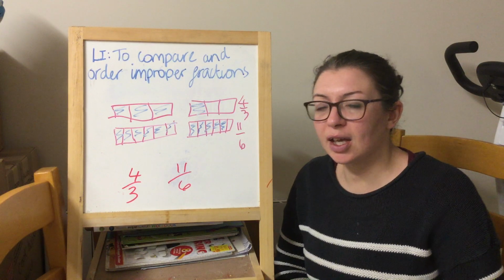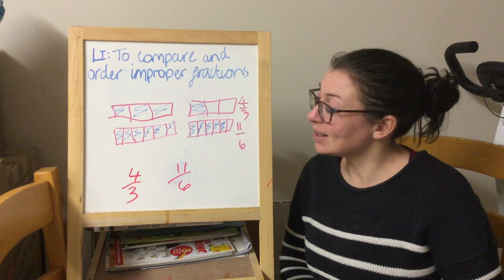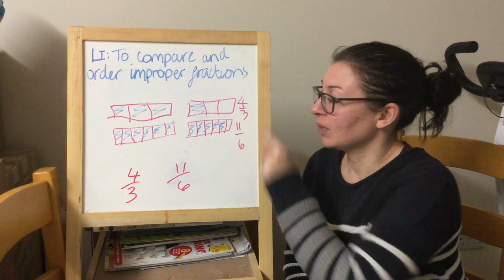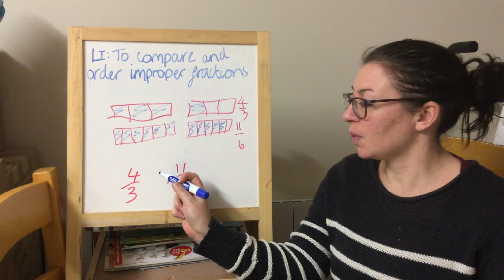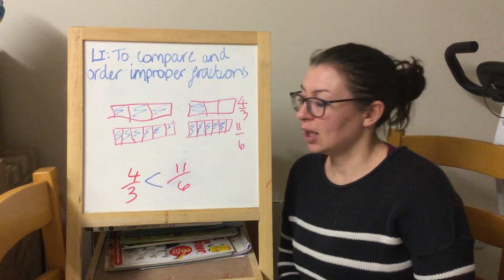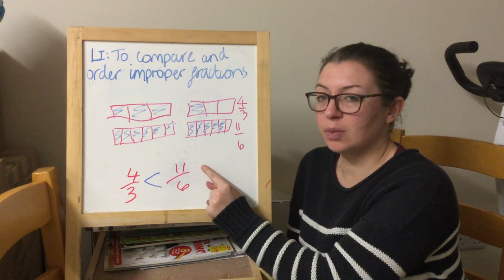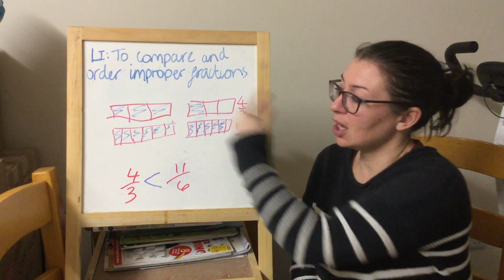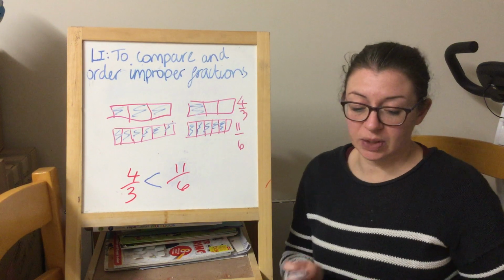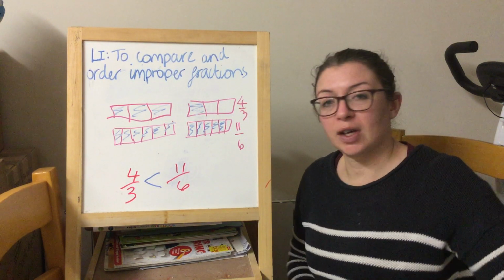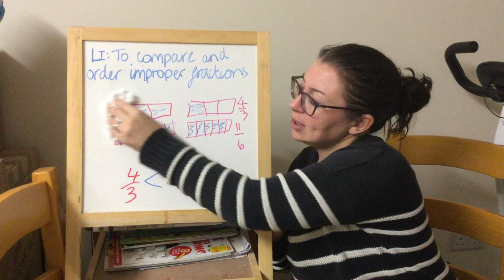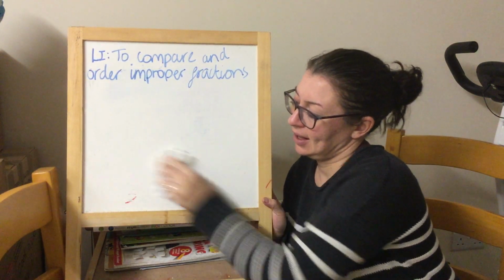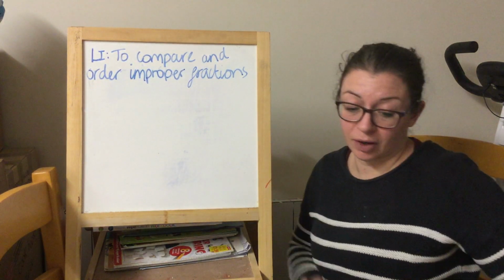So just by looking at our diagrams, we can see this one, our 11 sixths, is greater than our 4 thirds. So we put our greater than symbol in between, our open mouth to the biggest number, our small end to the smallest. So this is exactly what you're going to be doing today. And then that's your first question. Your second question is exactly the same as what you did on Friday.